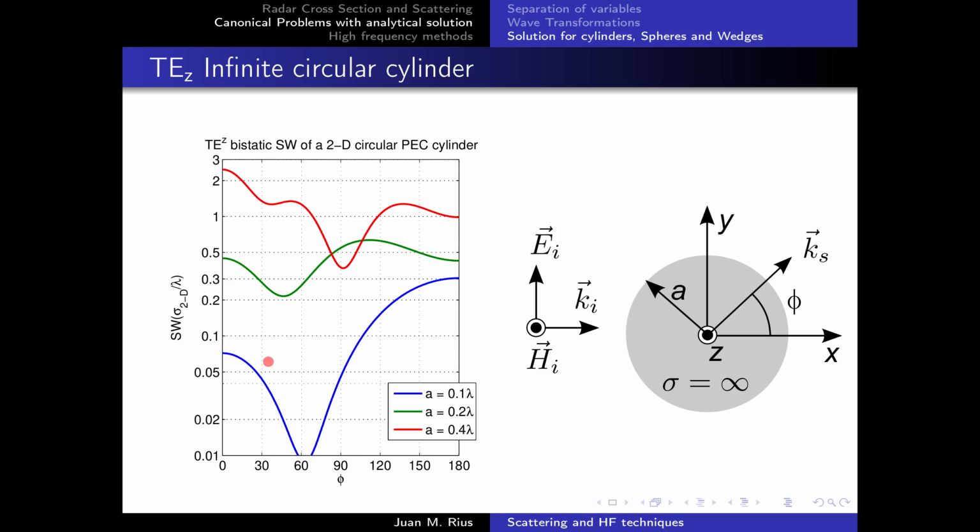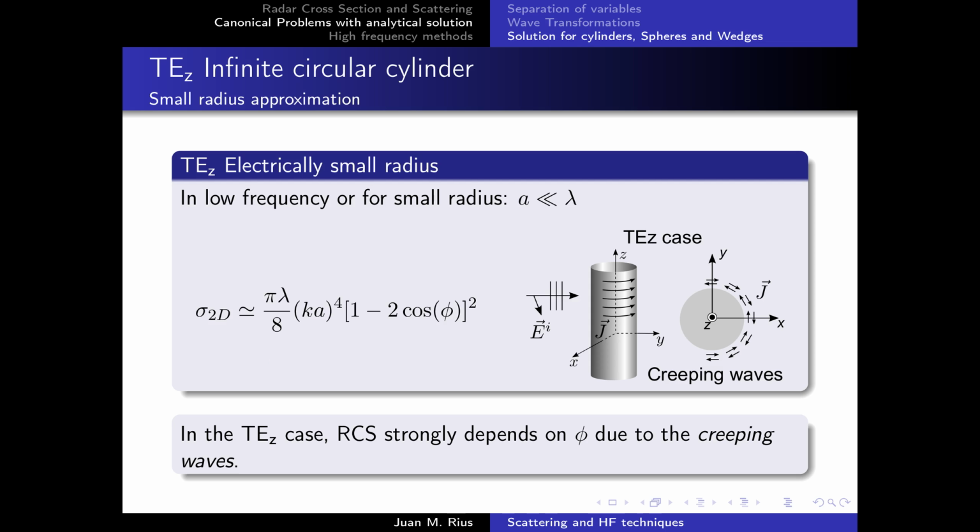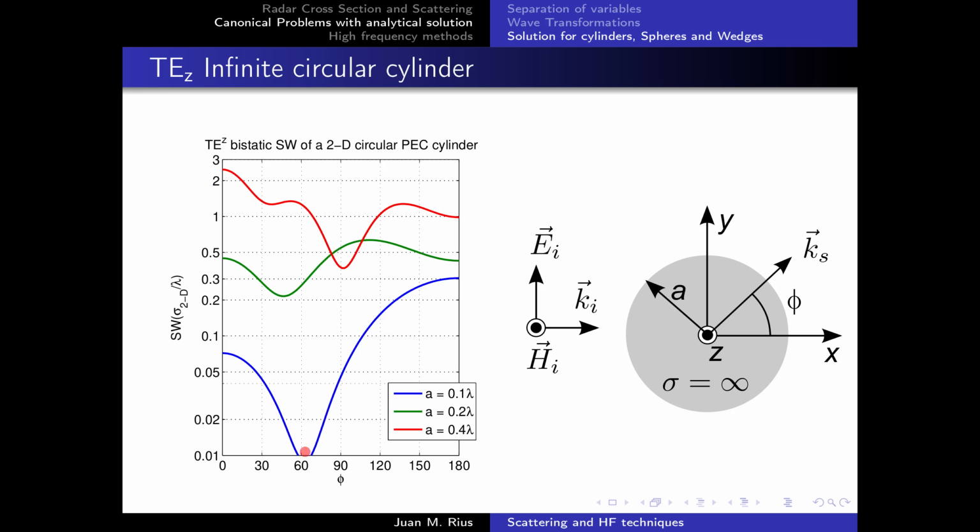For a small radius, we have an important variation with a null, and we can observe here that in the small argument approximation of the Bessel functions, this small argument approximation leads to this formula for the small radius radar cross section that has a 1 minus 2 cosine of phi dependence, so it has a null, and we can observe here the null.